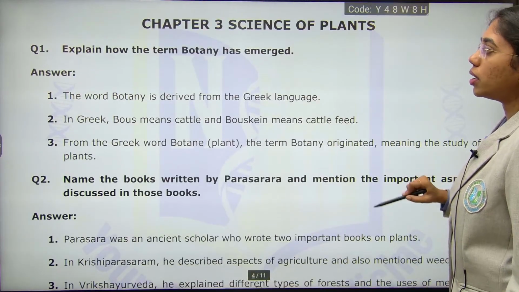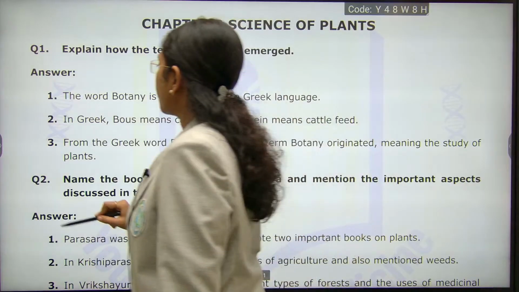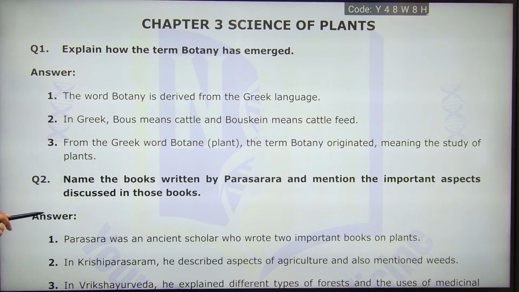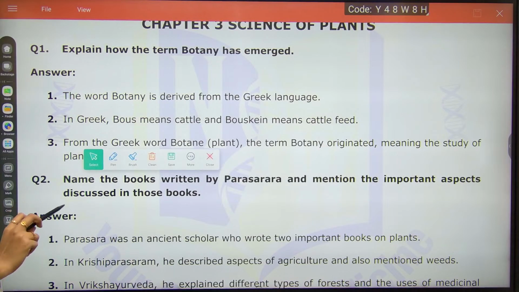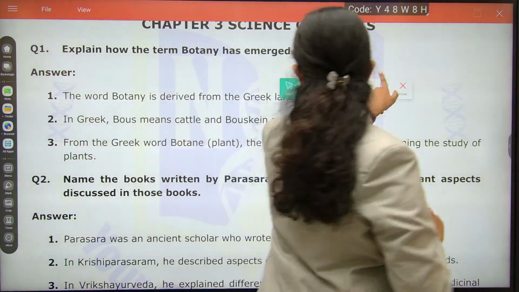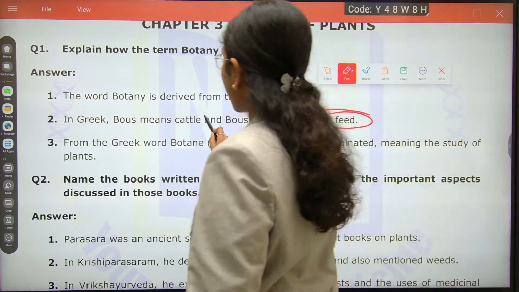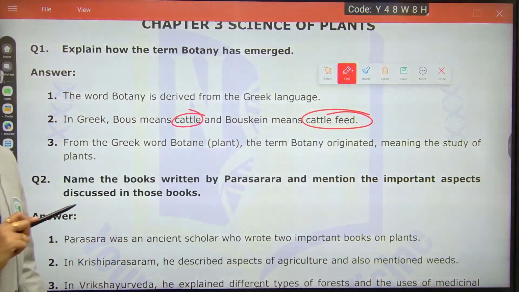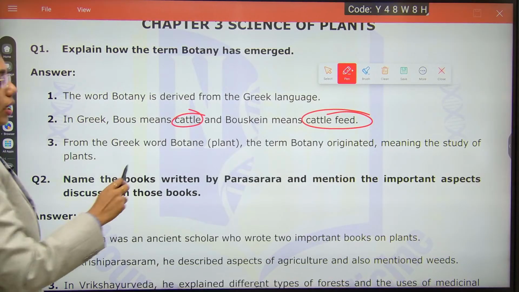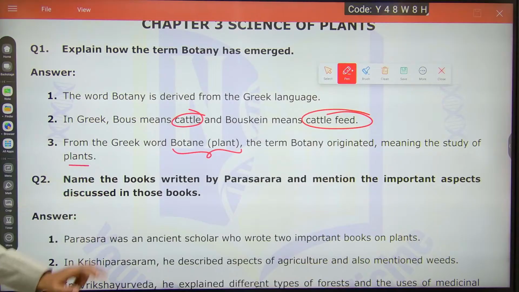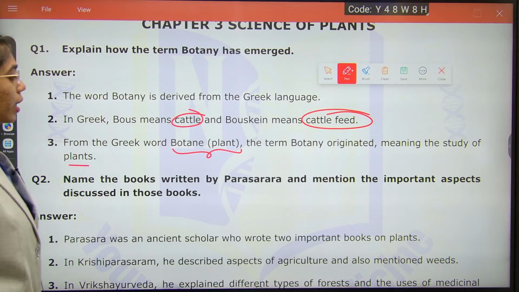Next, third chapter, science of plants. Explain how the term botany has emerged. The word botany is derived from Greek language. In Greek, bous means cattle, and boskein means cattle feed. From the Greek word botane, which is plant, the term botany originated to study the plants. Fine, right?